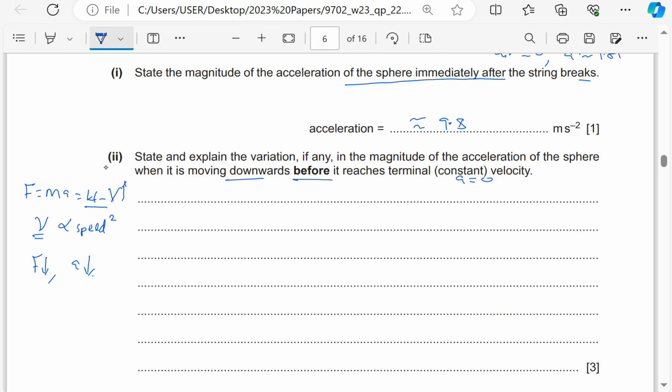So we are saying air resistance acting on the sphere increases.